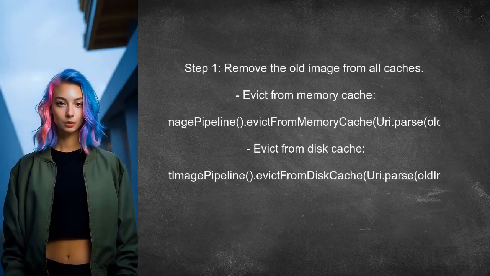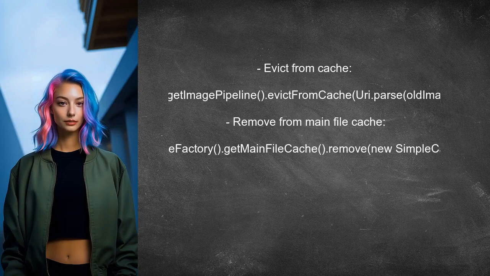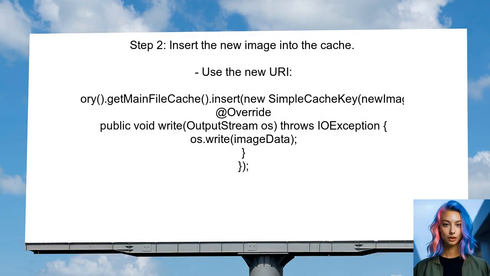To begin resolving the user's issue, we need to ensure that the old image is completely removed from all caches. This includes the memory cache, disk cache, and the main file cache. Next, after ensuring the old image is removed, the user should insert the new image into the cache using the new URI provided by the server response.